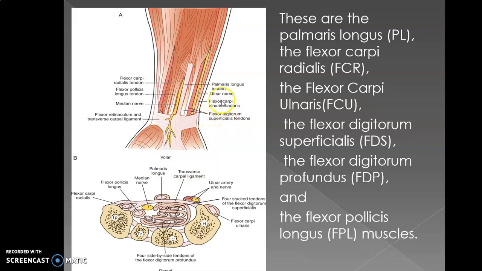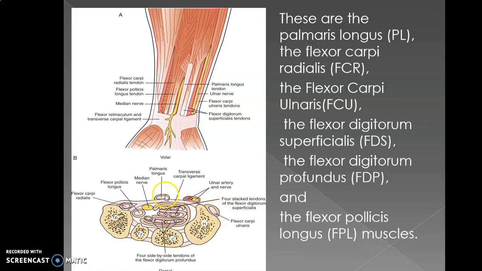Then you have the flexor carpi ulnaris muscle just medial to the ulnar nerve. Then you have the flexor pollicis longus tendon and the flexor carpi radialis tendon. So here you can see this whole structure is the flexor retinaculum and the transverse carpal ligament. In the cross sectional area you can see the hamate, capitate, trapezium and trapezoid bones.